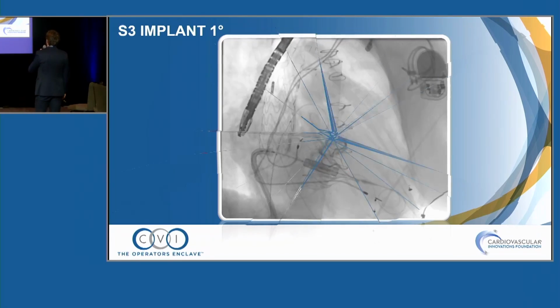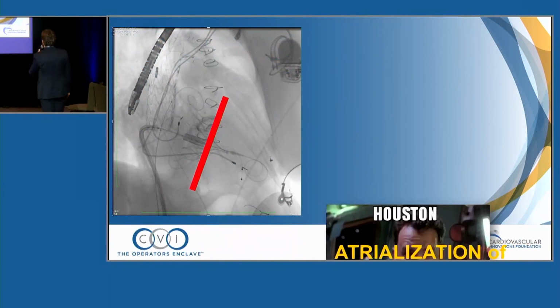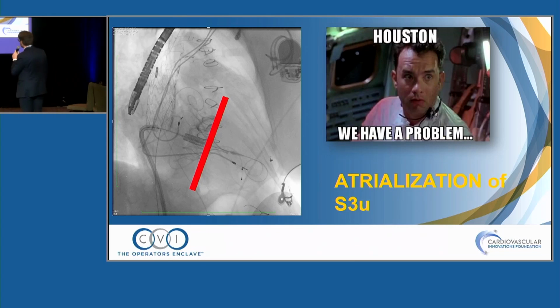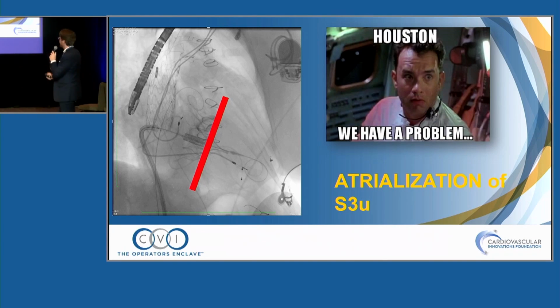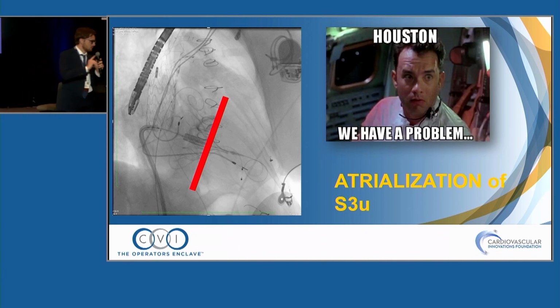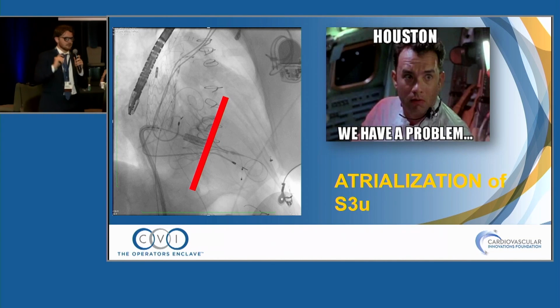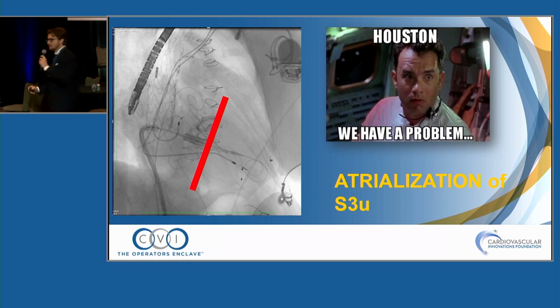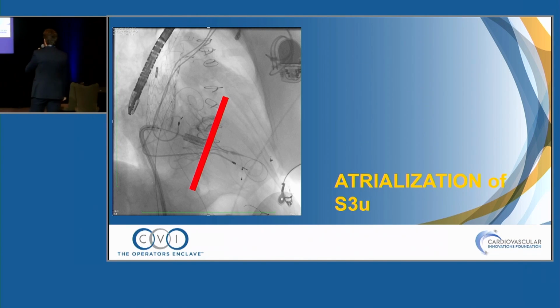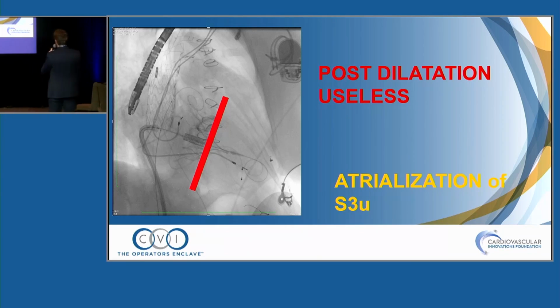Yeah. So we can say, Houston, we have a problem, or maybe Austin, we have a problem, but we had an atrialization of the valve, not embolization, just atrialization. So it was not in the position that we wanted. In fact, we still have a moderate regurgitation. We tried to post-dilate, but it was completely useless.